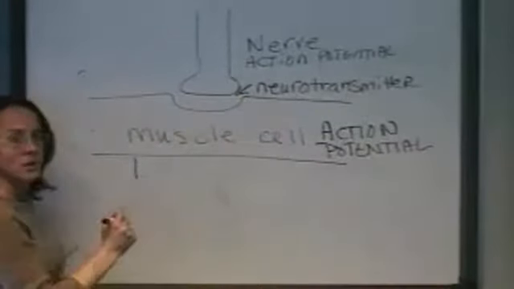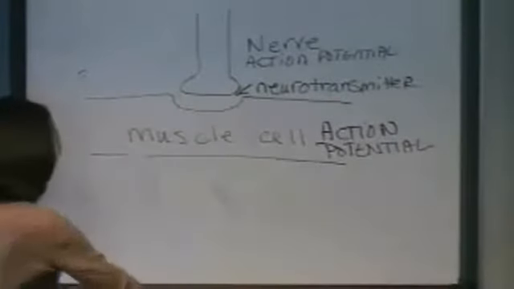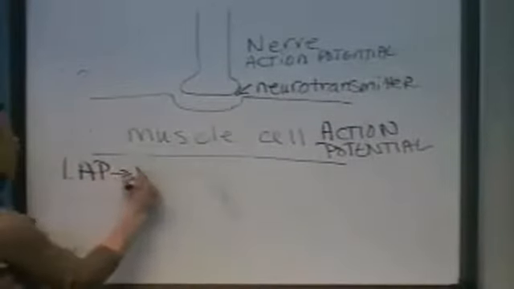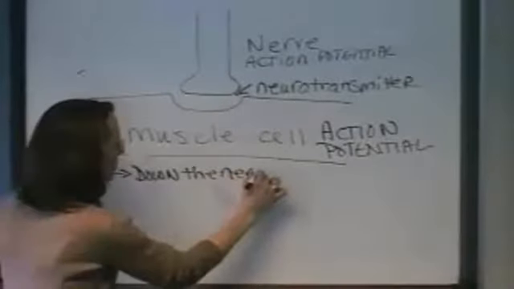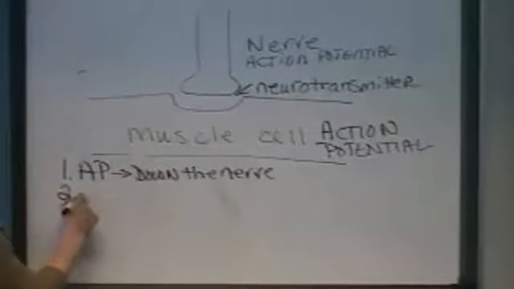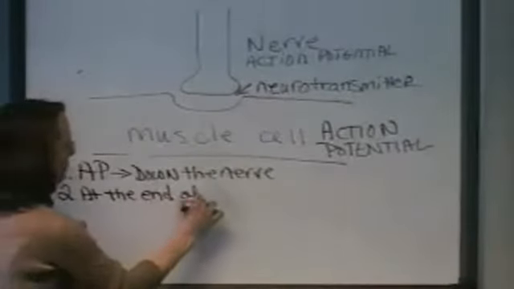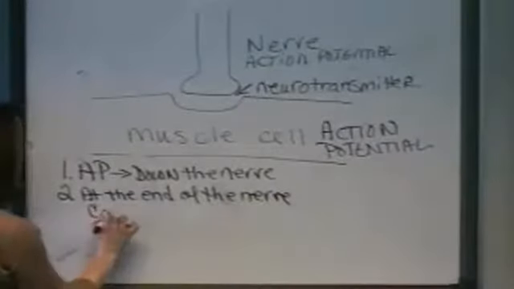I'm going to try to put the steps up here. I may have to, you know what, I'm going to start over here. So an action potential down the nerve. At the end of the nerve, calcium is released.